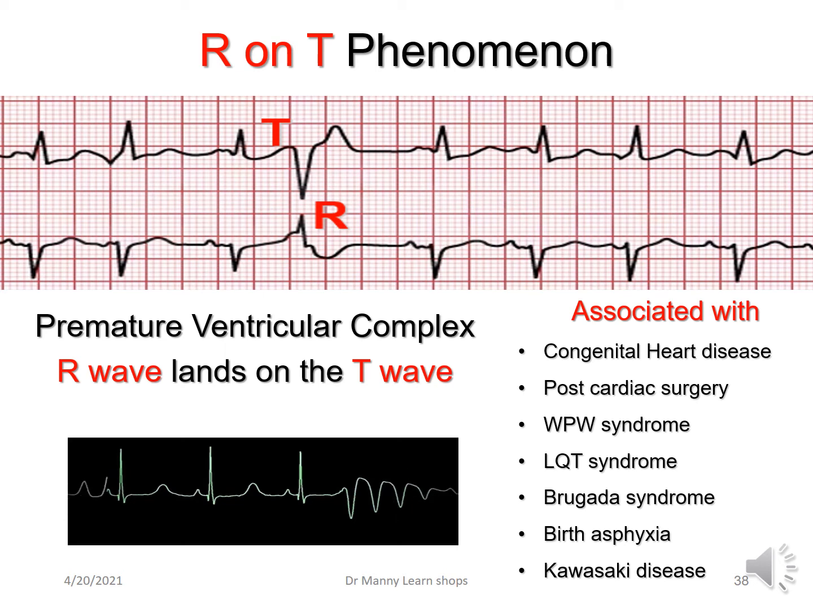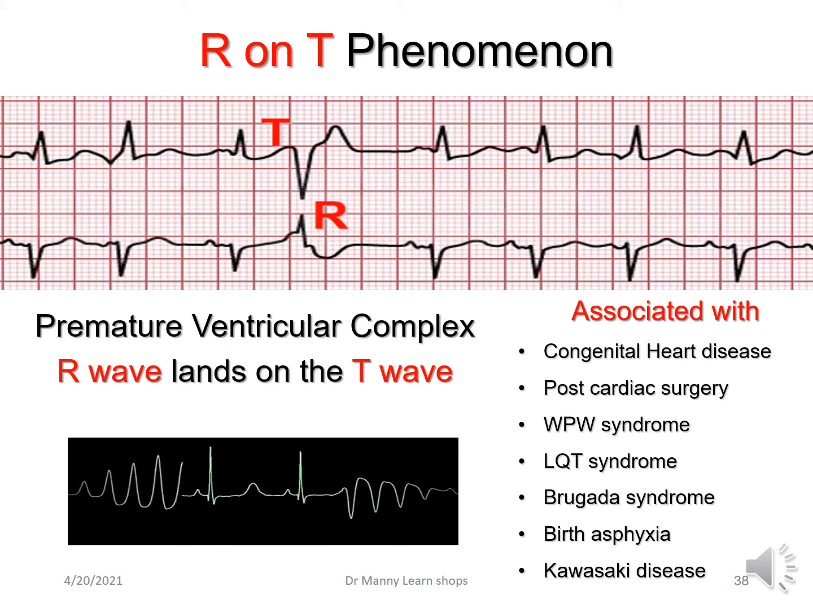It's a phenomenon where the R of the wave, which is typically on a PVC, a premature ventricular complex, lands on the T wave, which is considered to be a vulnerable period. It's one of the weakest spots in the ECG complex. And as a consequence of that, if it lands in the wrong place at the right time, the R wave lands on the T wave, this can result in a life-threatening rhythm.